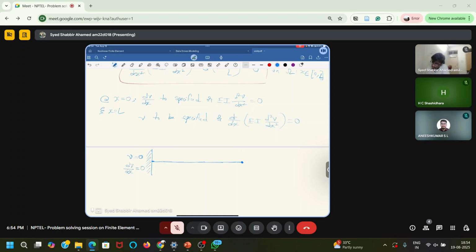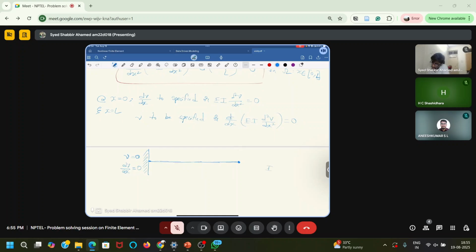So bending moment is equal to 0. That is nothing but EI d²v/dx² equals 0. So this is nothing but the bending moment. And also shear force is 0 at the free end. So that is nothing but d/dx of EI d²v/dx² equals 0.